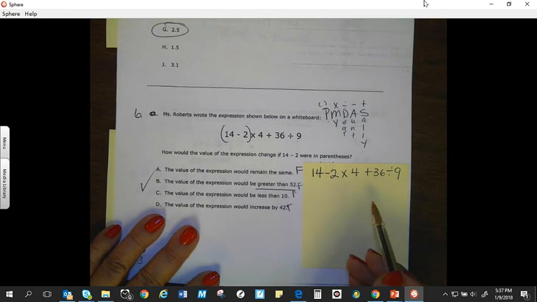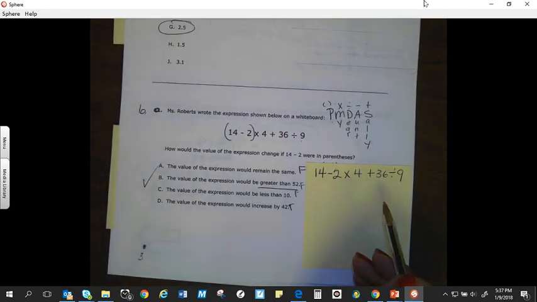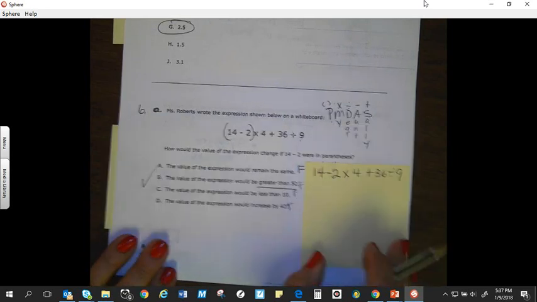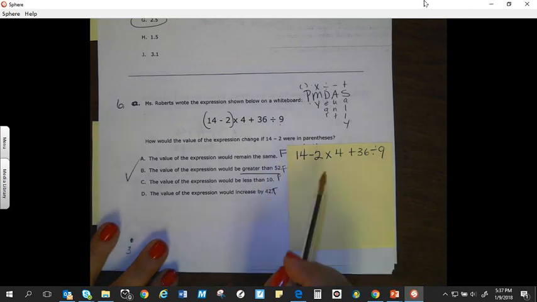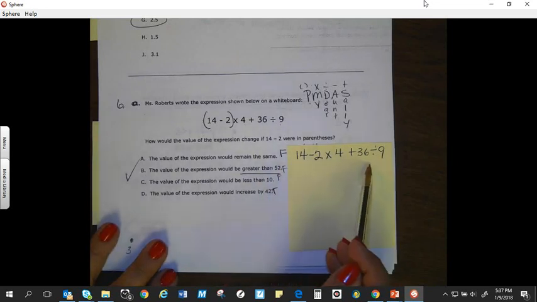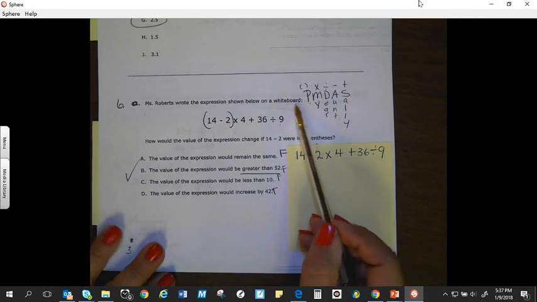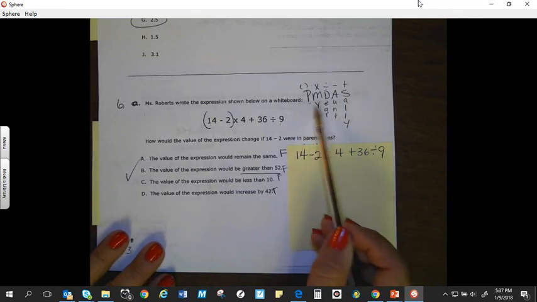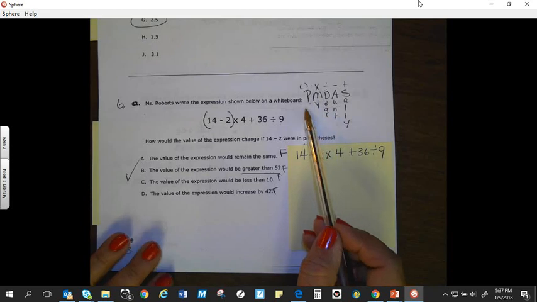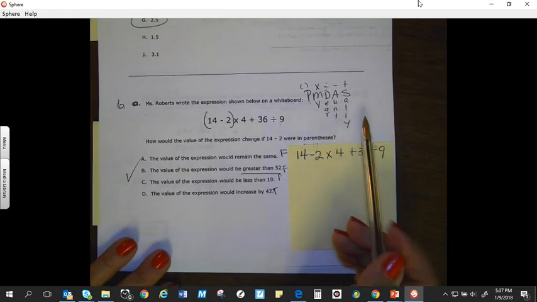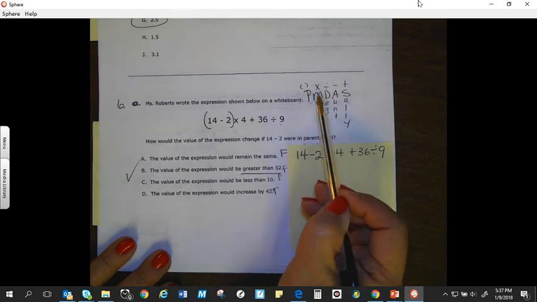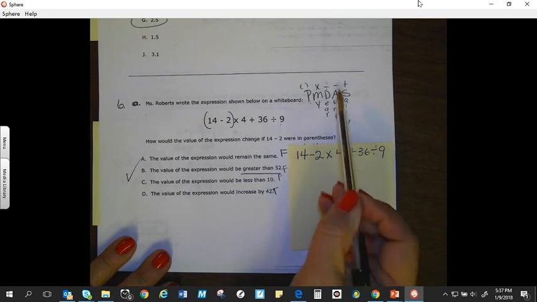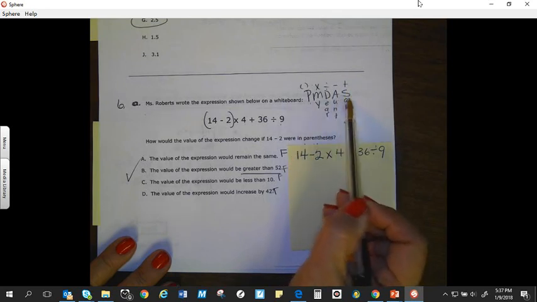All right, now my question is asking me, how would the value of the expression change if 14 minus 2 were in parentheses? Well, I've got to first do the problem without the parentheses. So now I'm going to remember my PEMDAS, which in class we say, please excuse my dear Aunt Sally. So it's everything in the parentheses, multiplication and or division, whatever's in the equation, and then any addition or subtraction, and then you'll start again and follow that same format.